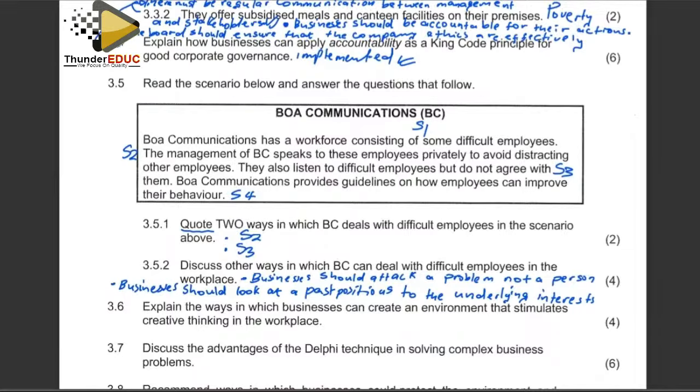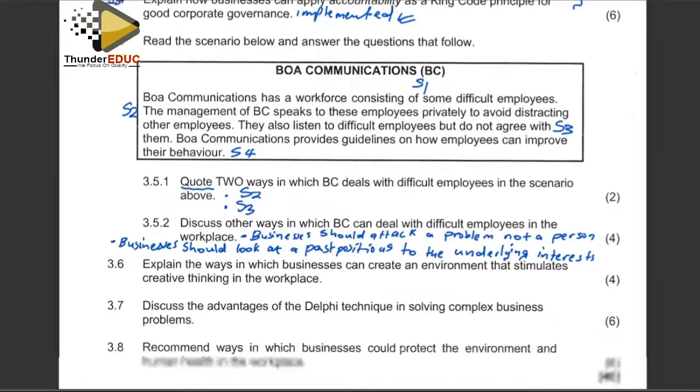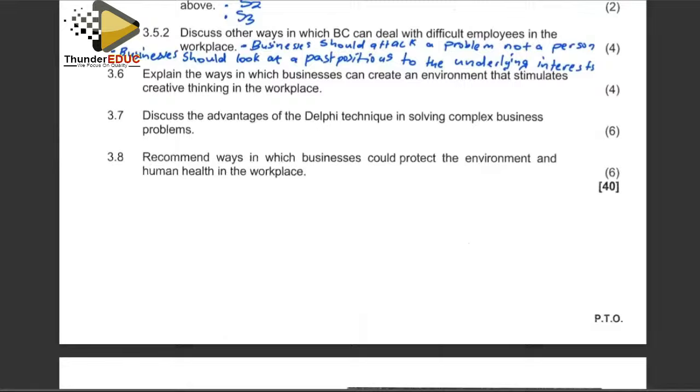Okay, right. So now let's move on to 3.6. So now 3.6 reads as follows. Explain the ways in which businesses can create an environment that stimulates creative thinking in the workplace. Okay, so now for businesses to create an environment that stimulates creative thinking at the workplace, they should always encourage alternative ways of working, and also they must encourage staff members to come up with a different set of new ideas.